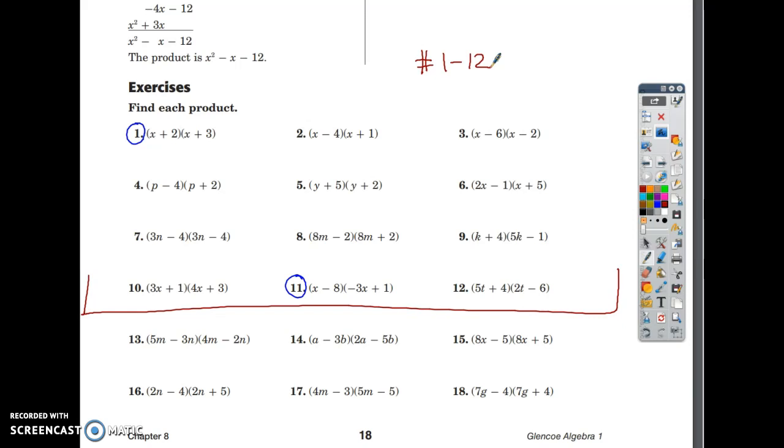Okay, so 1 through 9, we'll check the answers tomorrow, and then 1 through 12 on this page after you do the front page, and whatever you don't finish will be homework. You don't need to do the bottom numbers. Okay? So I'm going to do an example of 1 and then number 11, and then you can go ahead and start on the front page. Remember, this is the back page.